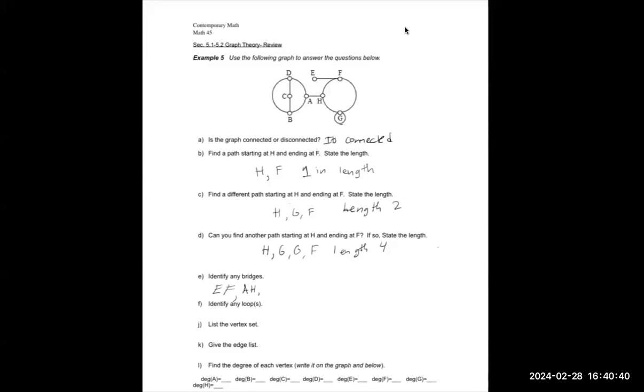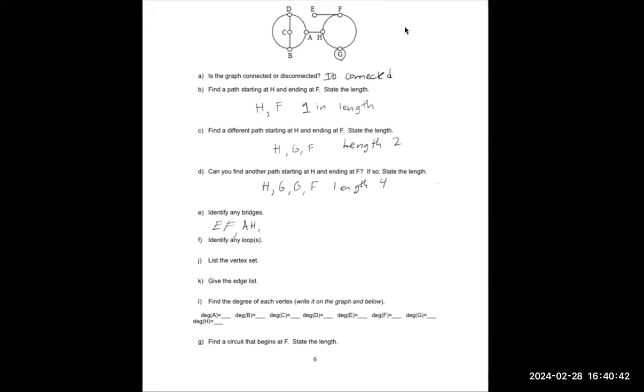Anyways, it says identify any loops. There's a loop at G. I wouldn't say G is a loop, G is a vertice. There's a loop at G. And they say list the vertex set. The vertex set is all of the locations there: A, B, C, D, E, F, G, H. Give the edge list.